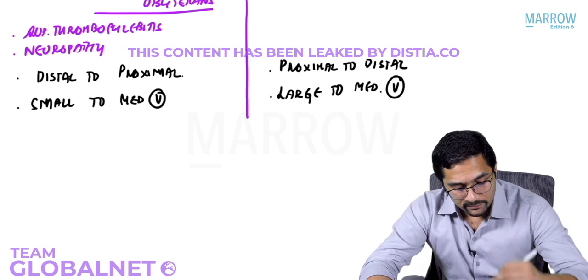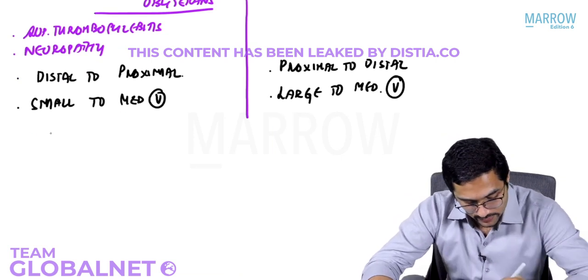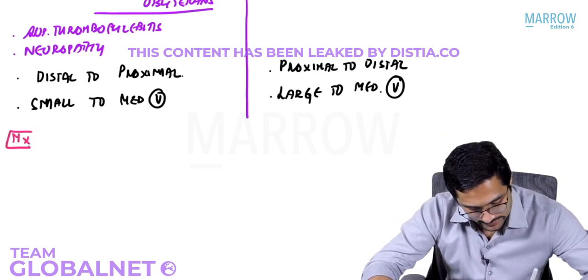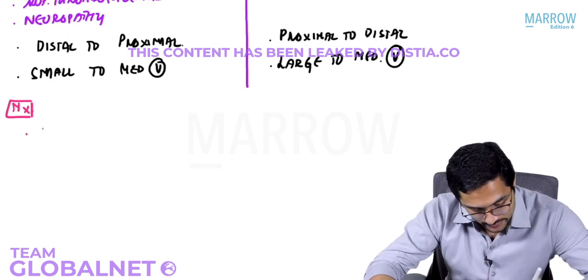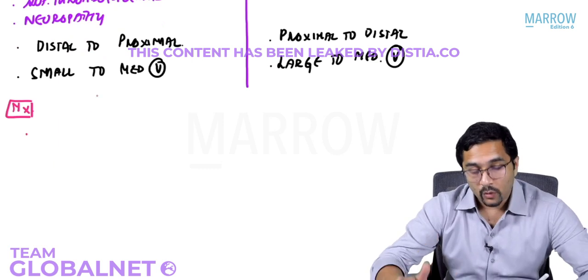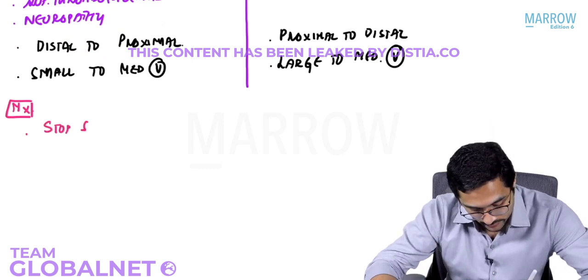Now let's talk about the management of these two conditions. The management of Buerger's disease, first thing is to prevent the patient from smoking, right? So it's to stop smoking. Otherwise the disease will keep on progressing.